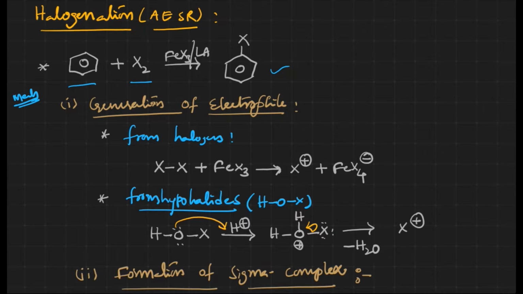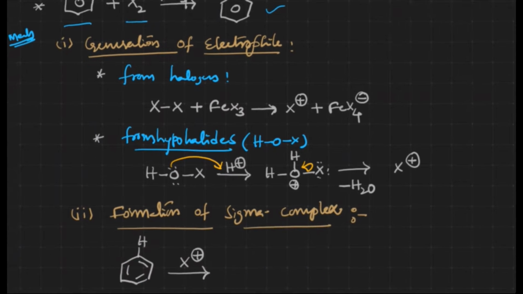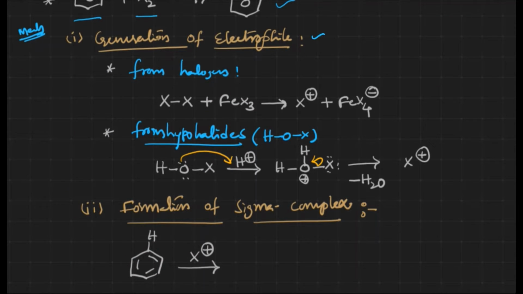An aromatic electrophilic substitution reaction in general takes place in three steps. The first is generation of the electrophile, the second is formation of the sigma complex, and the third is elimination of the proton. Now let us see the first one, the generation of the electrophile. What is the electrophile in this particular reaction? The halonium ion is the electrophile. A halonium ion means a halogen with a positive charge.